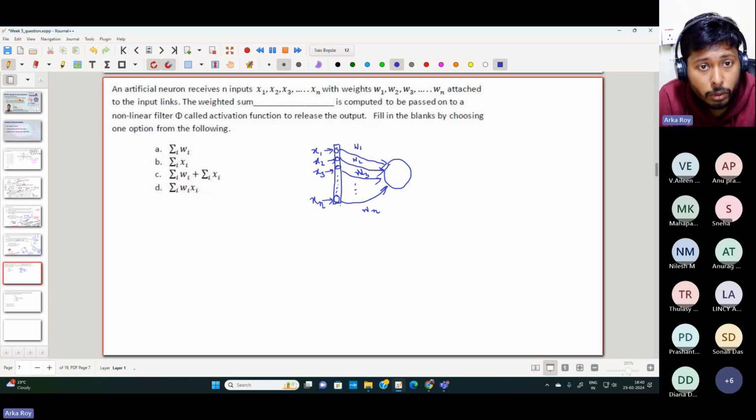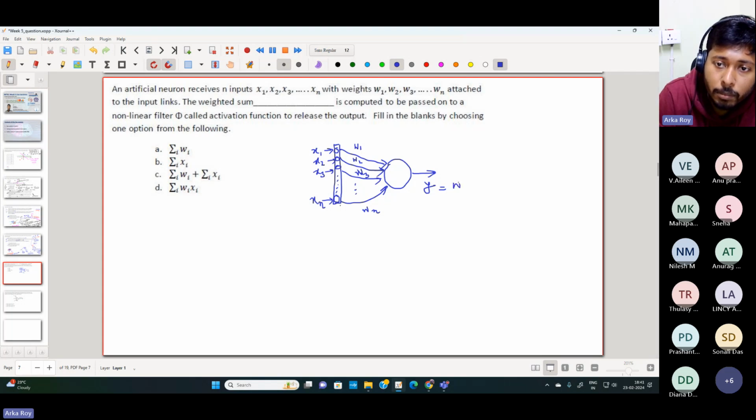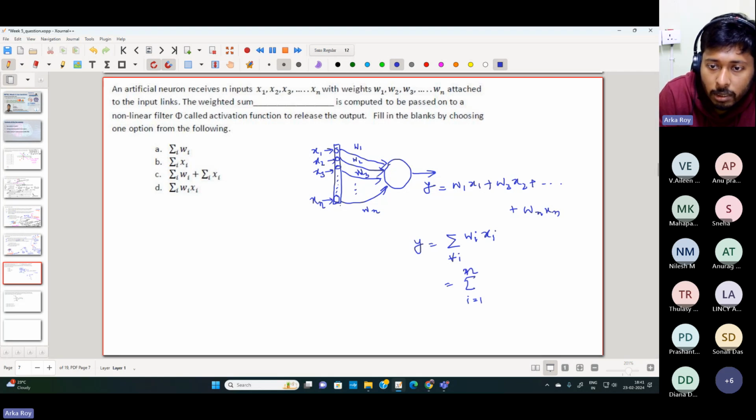So you need to get the weighted sum, so you need to get the value of y. What will be the value of y? It is simply the linear combination W1 x1 plus W2 x2 and so on up to Wn xn. I can generalize this: for all i, Wi xi, or you can write it as the sum for i equals 1 to n of Wi xi. So option D is the correct one.